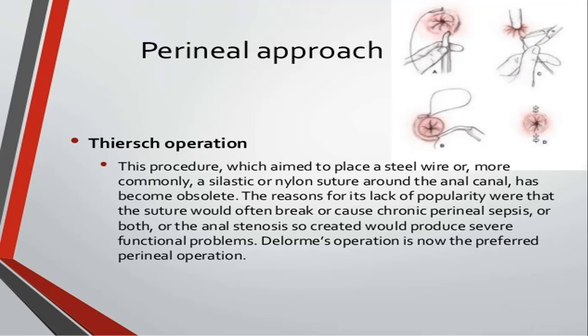It has become obsolete. Why is it obsolete? Because it lacks popularity, and the suture can often break or cause chronic perineal sepsis, or both, or it can cause anal stenosis. So it produces severe functional problems. Delorme's operation is now the preferred perineal operation.